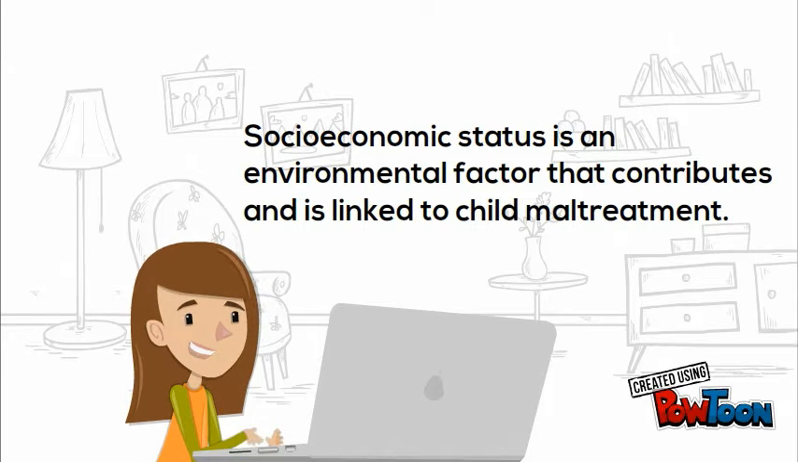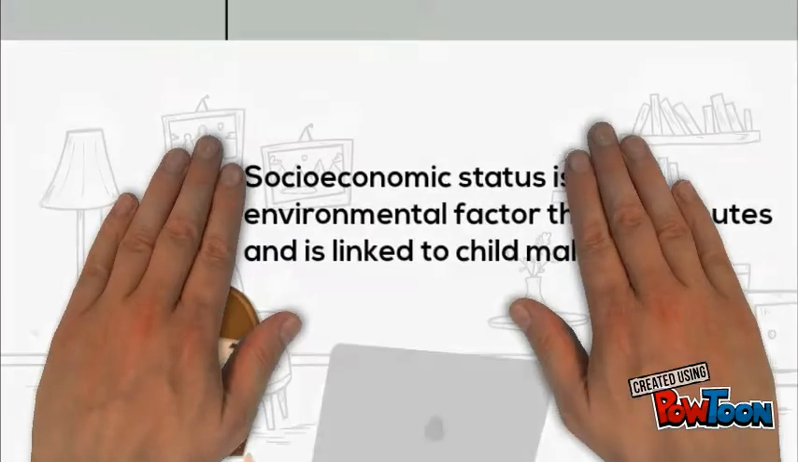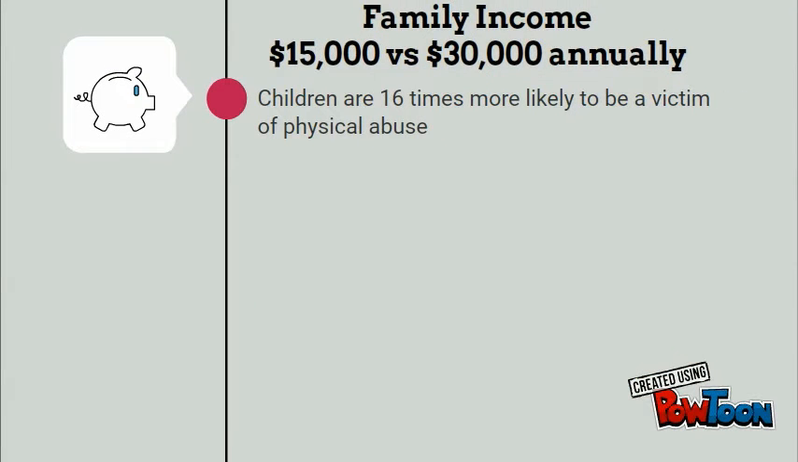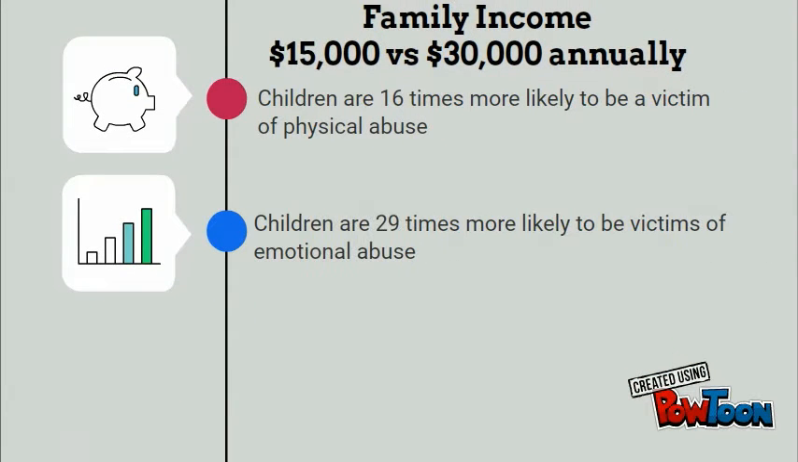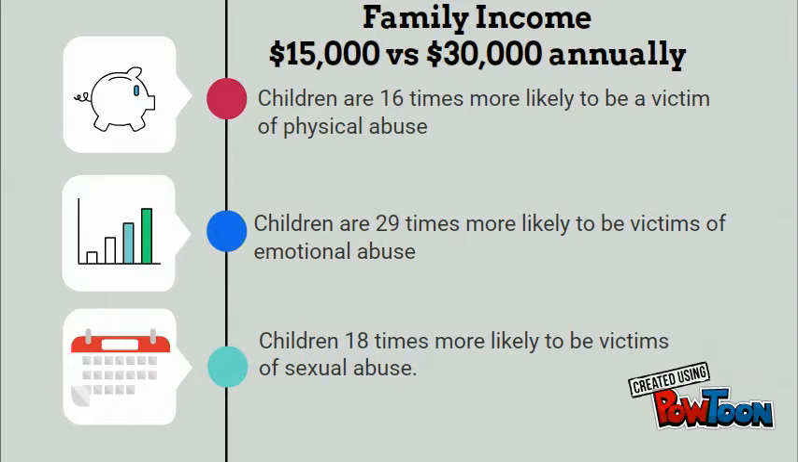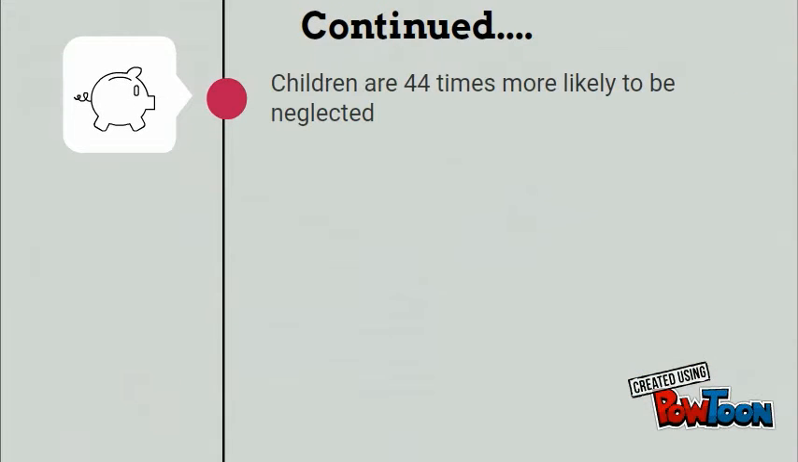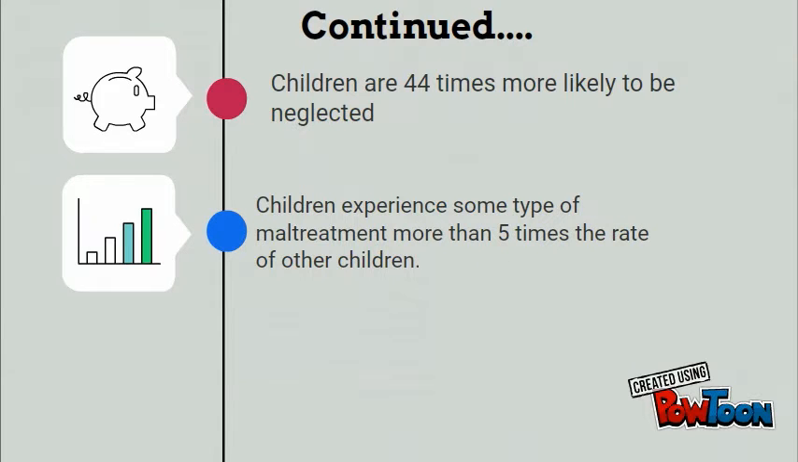Socioeconomic status is an environmental factor that contributes and is linked to child maltreatment. Children of families who earn $15,000 or below annually are 16 times more likely to be victims of physical abuse, 29 times more likely to be victims of emotional abuse, and 18 times more likely to be victims of sexual abuse. They are 44 times more likely to be neglected, and children living in low socioeconomic statuses experience some type of maltreatment more than 5 times the rate of other children.